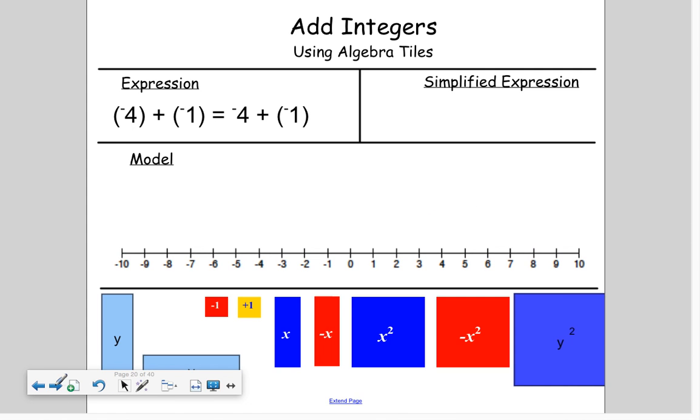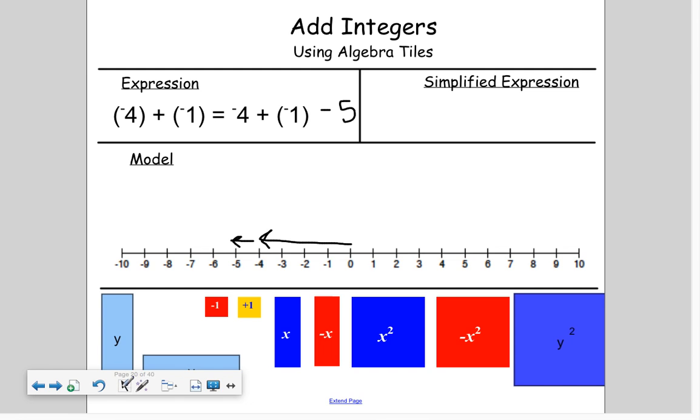Next one, -4 plus -1. Starting at 0 again, -4. Would that be to the right or left of 0? Left of 0. So it goes 4 units to the left of 0. So -4. I'm going to put it with a -1. That would be to the left of 0 by 1. So the answer is -5.